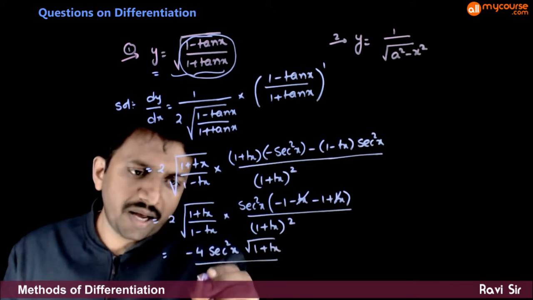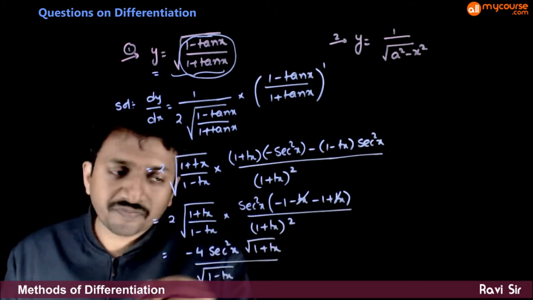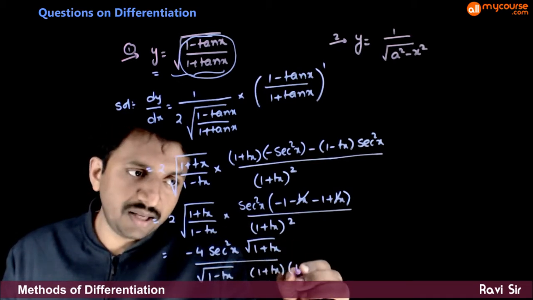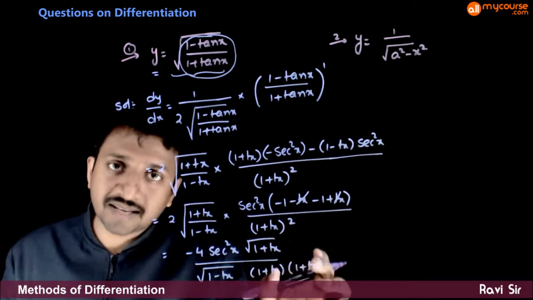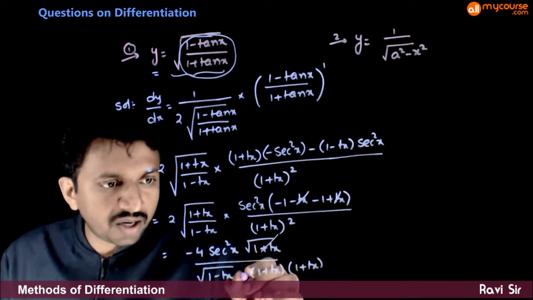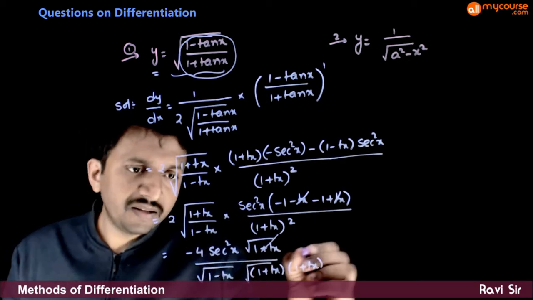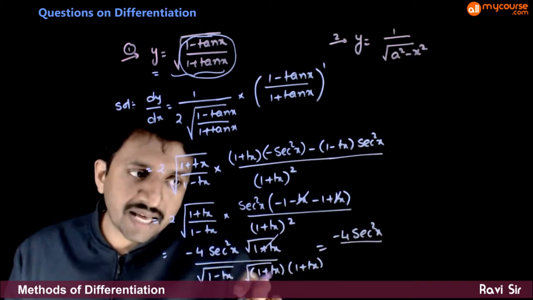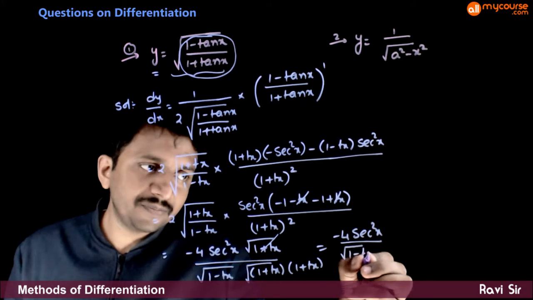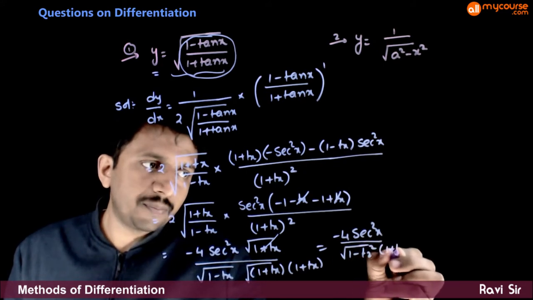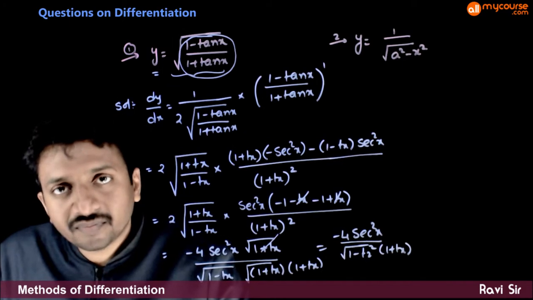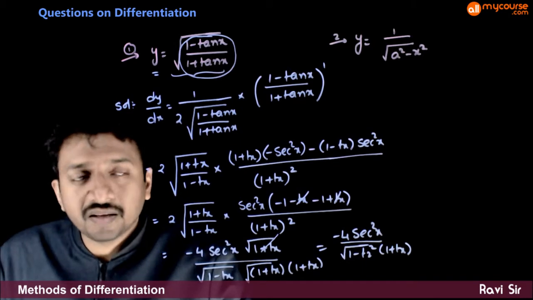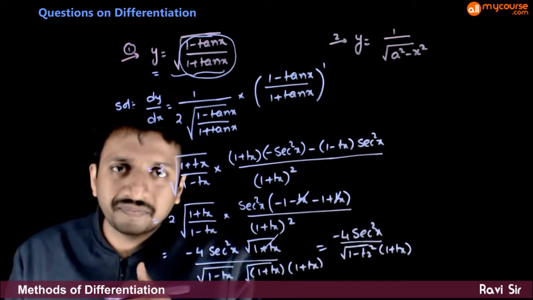minus 4 secant square x into root of 1 plus tan x by root of 1 minus tan x into (1 plus tan x) whole power 3 by 2. Whole square is (1 plus tan x) into (1 plus tan x). So 1 root gets cancelled and you get a root here. So effectively you have minus 4 secant square x divided by root of (1 plus tan x) into (1 minus tan x), which is root of (1 minus tan square x) into (1 plus tan x). Right? So this is the differentiation of this function. You can simplify it further, but I'll leave it here.